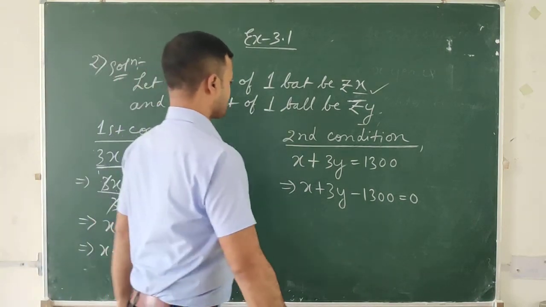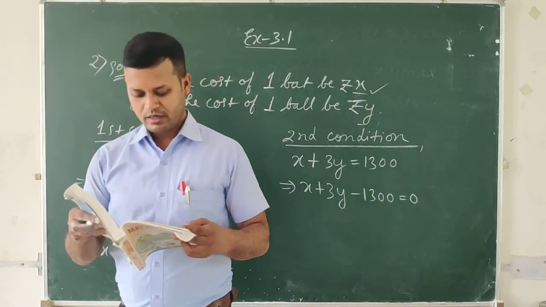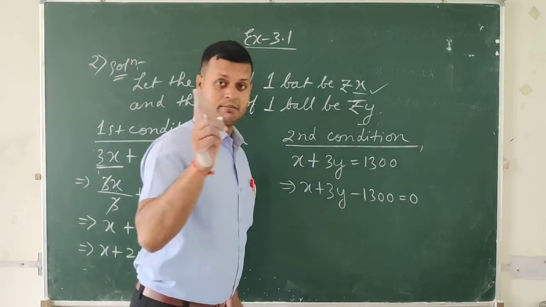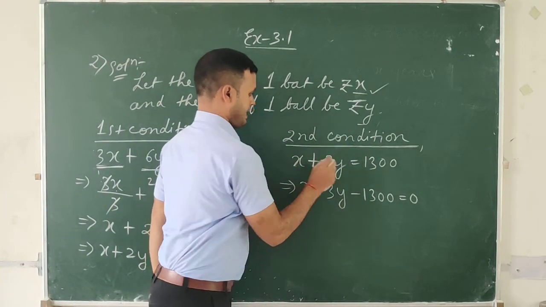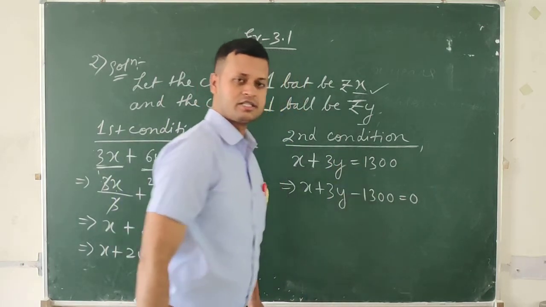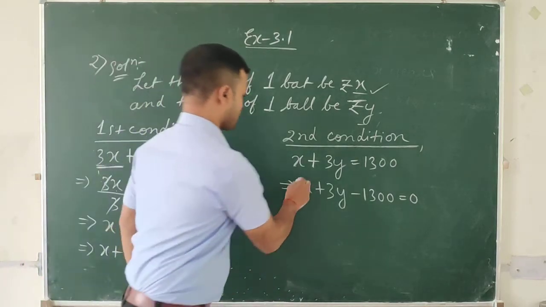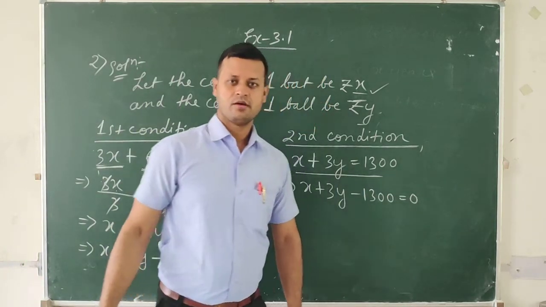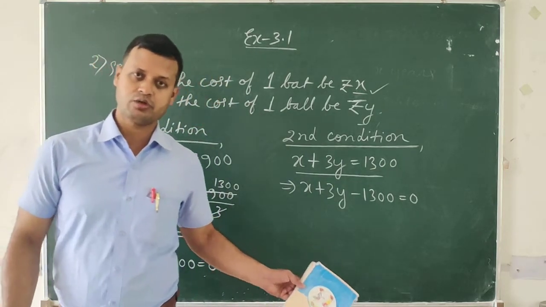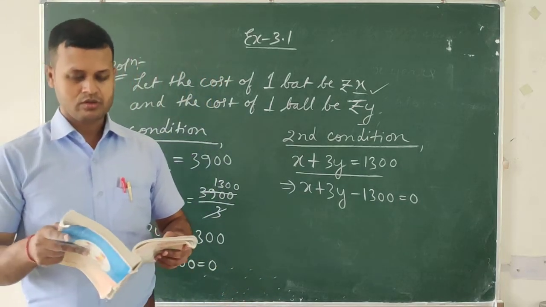And the second condition, students. Later she bought another bat and 3 more balls. Another bat means 1 more bat, so write x. And 3 more balls, so write 3y. What will be the bill? 1,300. Bring 1,300 to the left hand side and it will become minus 1,300. You can keep it this way also, no problem. So this is the algebraic representation. For this also we will make the graphs and show.